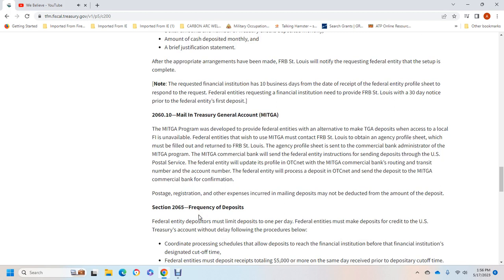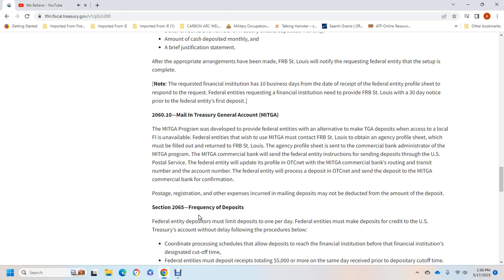The Mail-in Treasury General Account was developed to provide federal entities an alternative to Treasury General Account deposits when access to a local financial institution is not available. Federal entities wishing to use the Mail-in Treasury General Account must contact Federal Reserve Bank of St. Louis to obtain the agency profile sheet, which must be filed with the Federal Reserve Bank of St. Louis. The agency profile sheet is sent to the commercial bank and administrator of the Mail-in Treasury General Account program.